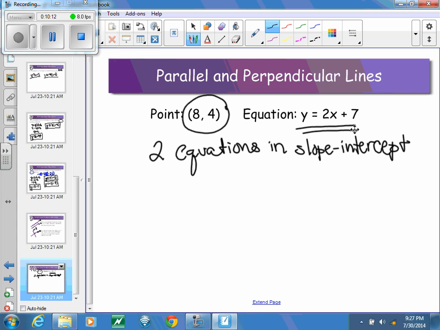Now this is review. You've talked about this in Algebra 1. You did this in geometry. You did this in Algebra 2. So I am holding you accountable that you will be able to do this. Once again, come to class with two equations going through the point 8, 4. One of them is going to be parallel to the line y equals 2x plus 7. The other is going to be perpendicular to y equals 2x plus 7.